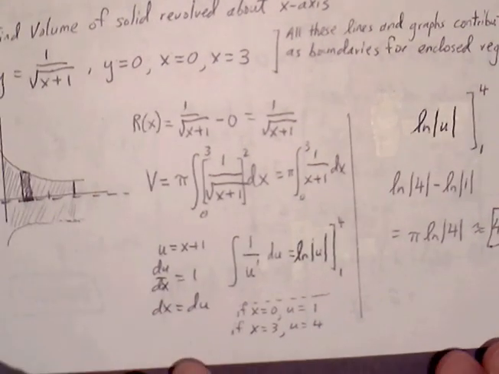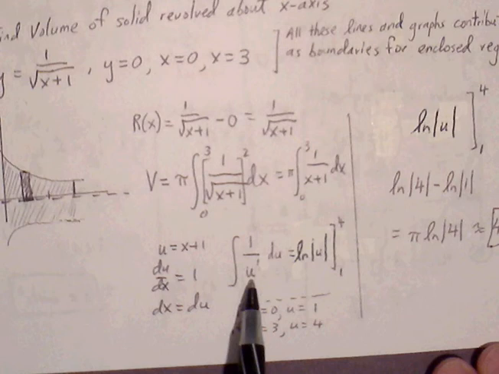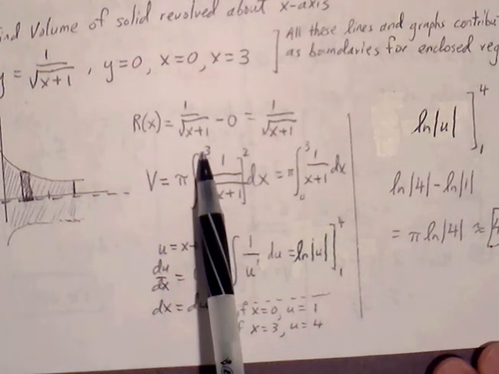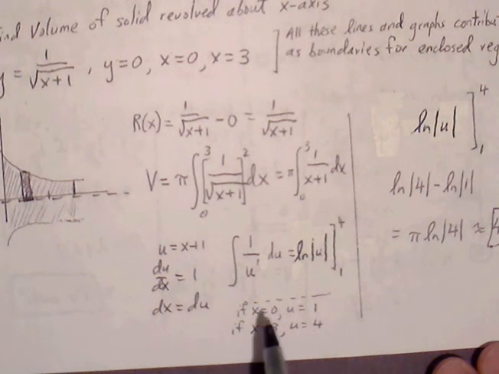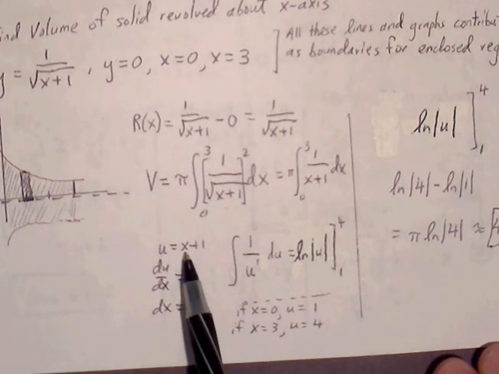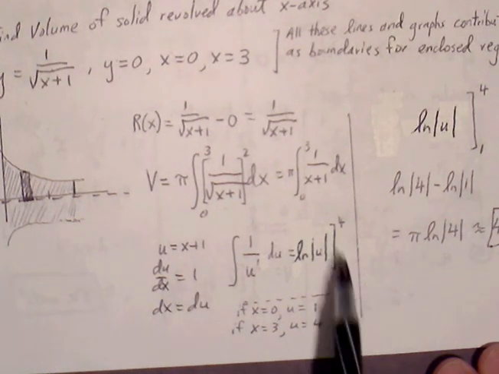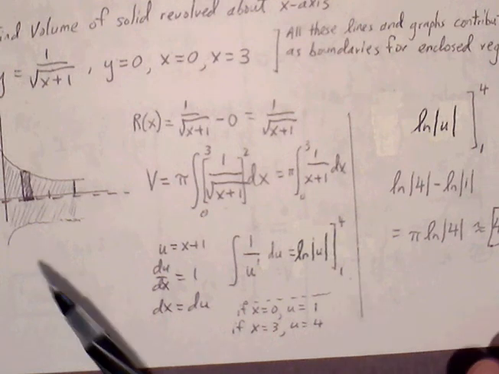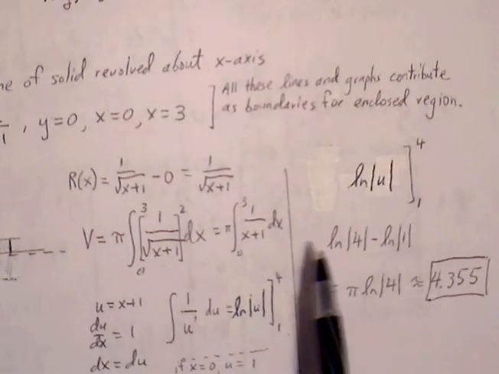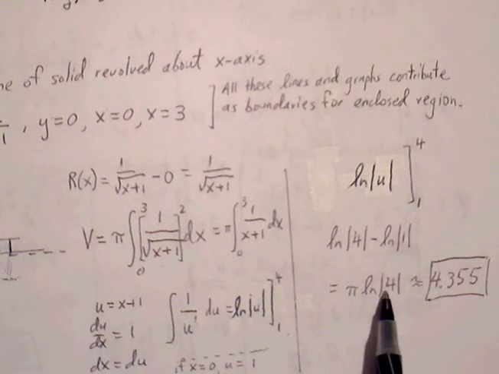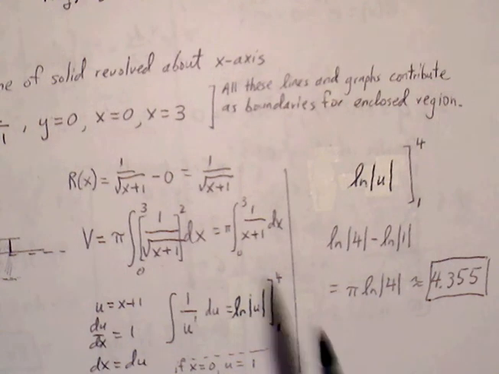And we do have to make some adjustments. I forgot to say that because we're going through u substitution, our initial bounds from 0 to 3 are going to change because now we have to convert our x values to be in terms of u. So plug 0 in for x, and we get 0 plus 1, which is 1. Plug in 3 for x, we get 3 plus 1, which is 4, so that's why our bounds change from 1 to 4. And then we get natural log of 4 minus natural log of 1. Natural log of 1 is 0, so simply pi times natural log of 4, and we can plug that in our calculator, which is 4.355.